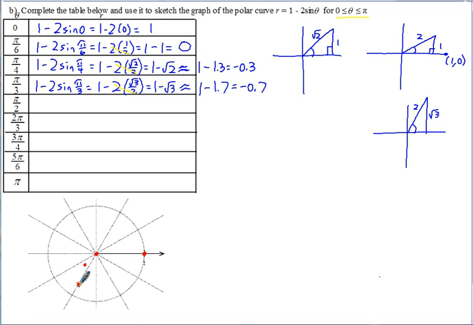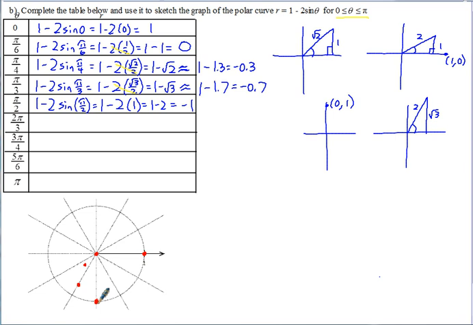Now let's try pi over 2. We do 1 minus 2 sine of pi over 2. Pi over 2 is right here. Sine is a y-coordinate, so that's 1. So that's 1 minus 2 gives you negative 1. So pi over 2, which is up on the unit circle in that direction, again, the radius is negative, so we go the opposite way. We go right down here. This is the point right there. Now let's keep going all the way to pi here using the simpler angles here.